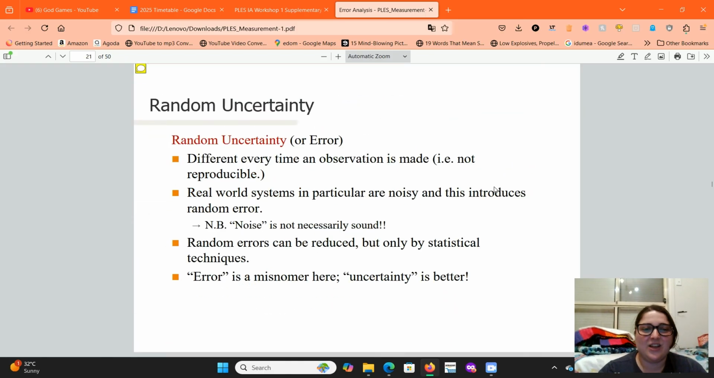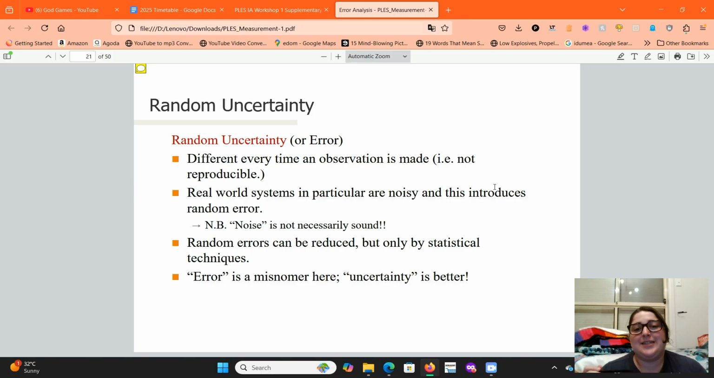Okay, next, we have random uncertainty or random errors. Different every time an observation is made. You cannot reproduce a random error. That's the major defining point between the two. A systematic error can be reproduced. A random error cannot. Okay?